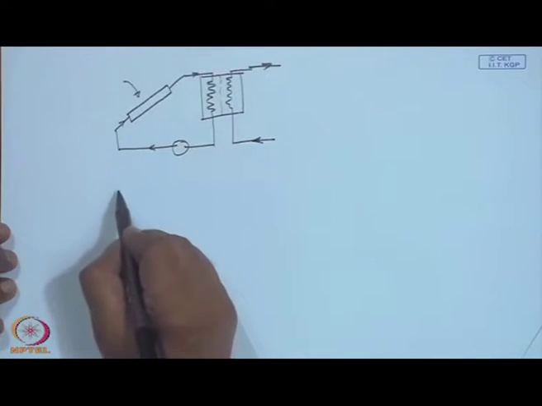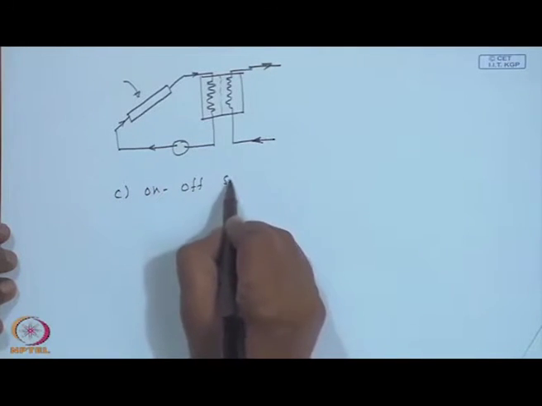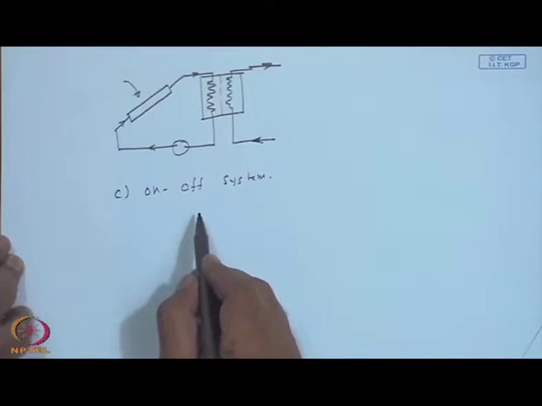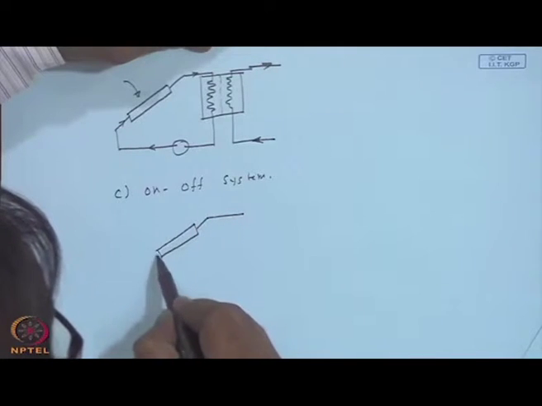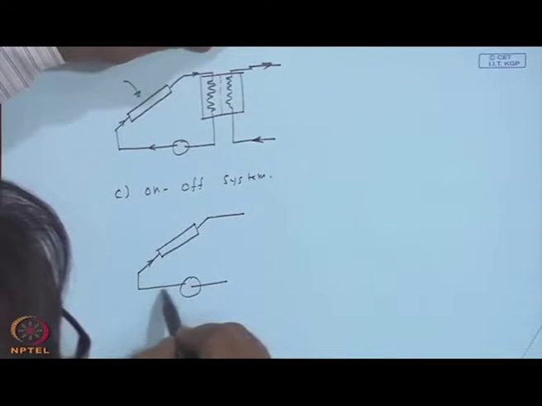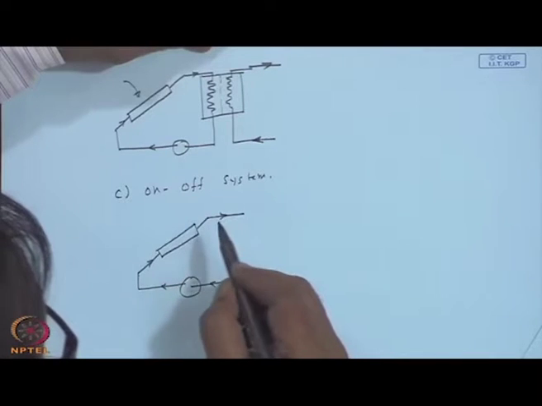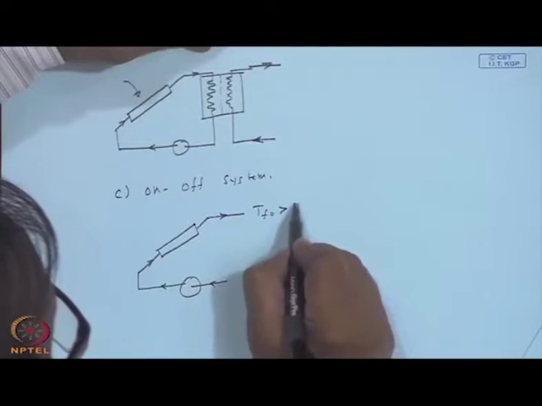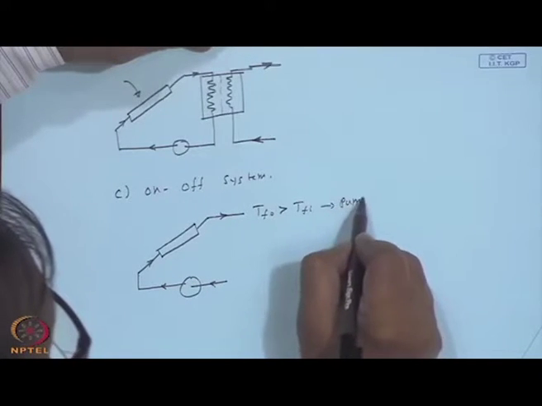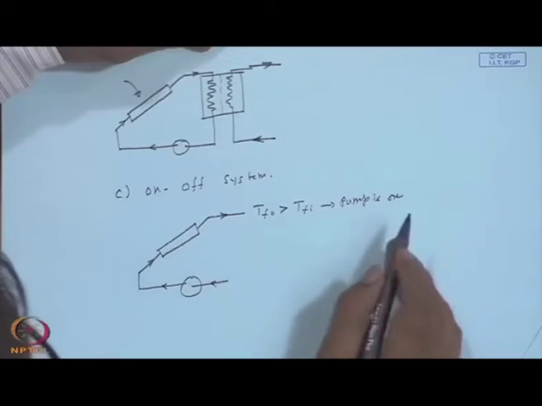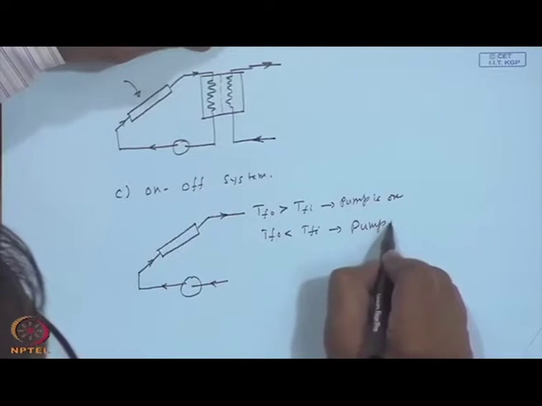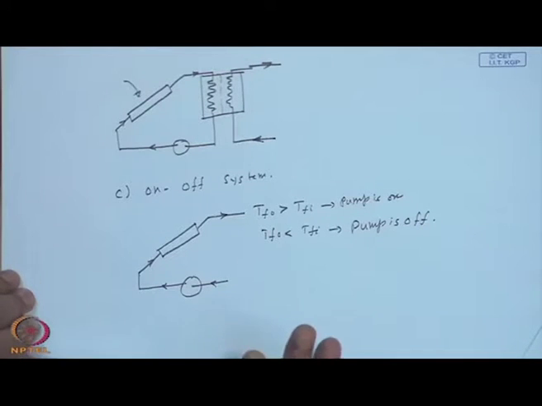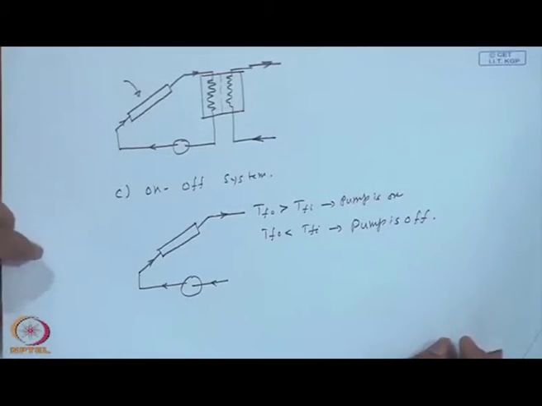And then you may have an on off system. Once again, this also requires a little bit of clarification. So, one can say that if this is the collector, the output and entering cold fluid through a pump, and you are having the directions like this. Now, if T F O is greater than T F I, then the pump is on, or it is off. This is a typical on-off system as practiced in the US.